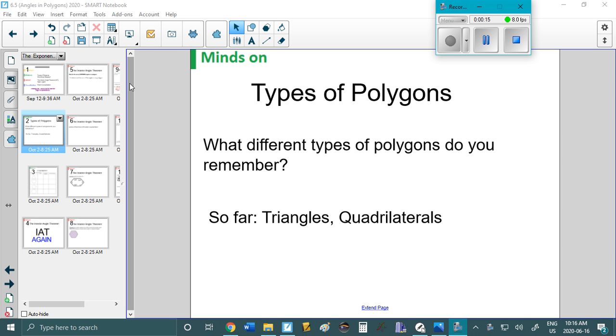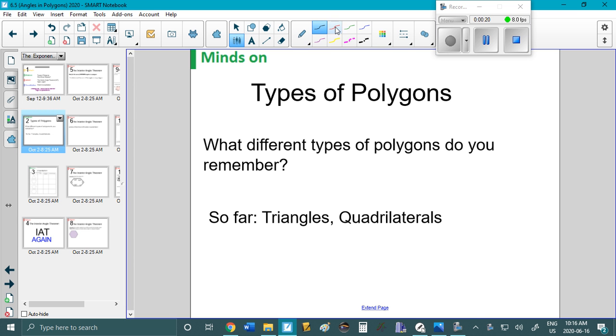Okay, so what I would like you to do is try to remember if you know any other polygons. We've got triangles, quadrilaterals, which are like rectangles, squares, trapezoids, parallelograms, rhombus, kite. I think that's all of them. I might have missed one. What do you remember beyond that?